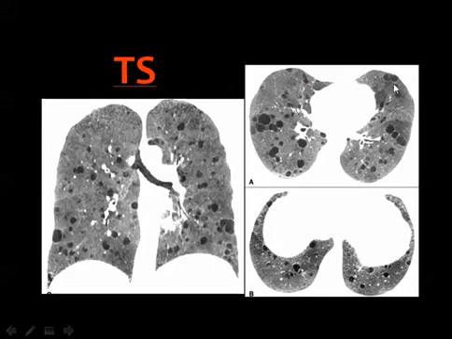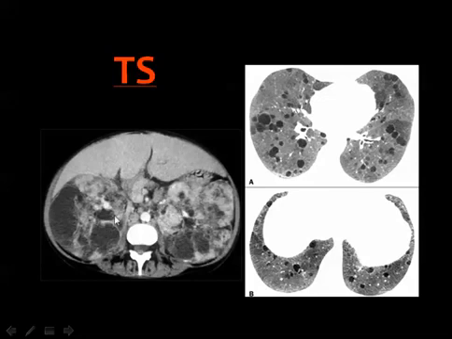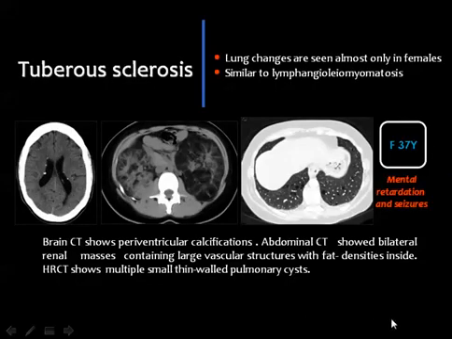You got ground glass opacities, you got cystic changes in the lung, and it's important to see these lesions in the abdomen to confirm the diagnosis of tuberous sclerosis. And you see two big masses in the kidney containing fat, maybe a unilateral single mass, or bilateral masses. Another example, the manifestation of tuberous sclerosis in the brain is subependymal periventricular calcification.